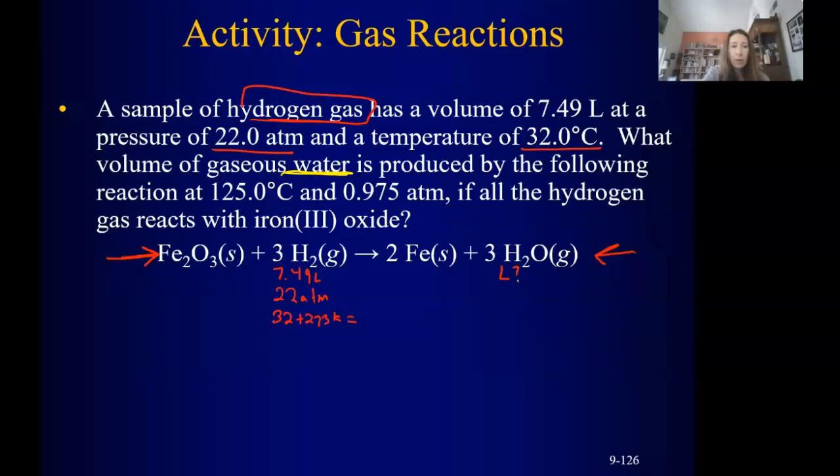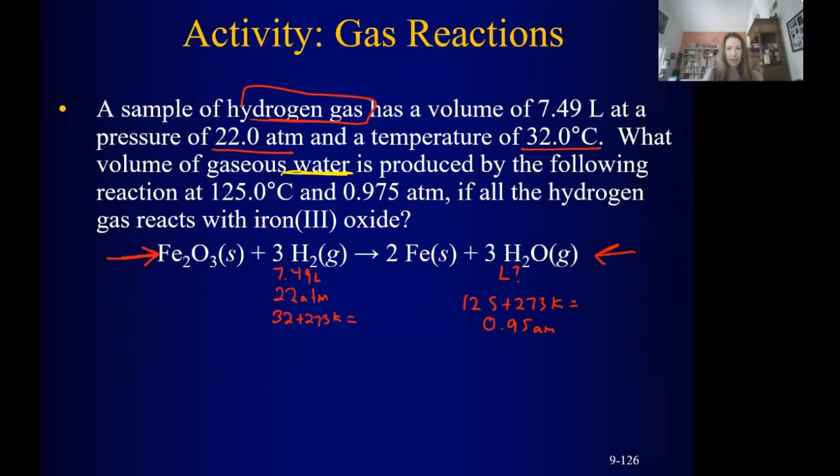Okay, so it says what volume of gaseous water is produced by the following reaction, and it has a temperature of 125, and again, I'm not even going to leave that 125 there. I'm just going to put it straight to Kelvin, 0.975 atmosphere. If all the hydrogen gas reacts with the iron 3 oxide. So the iron 3 oxide, this is just extra information.